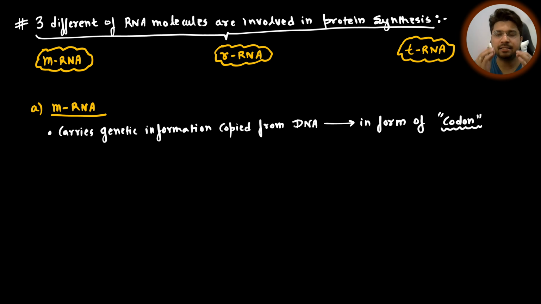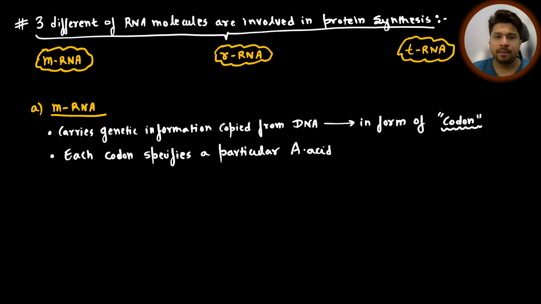mRNA carries the genetic information copied from DNA in the form of codons, right? Everybody knows that mRNA will be formed from the DNA. In DNA, you have chains, antisense strands, and accordingly, transcription happens, and mRNA is formed. So mRNA will always be carrying ribonucleotides on itself, and a set of three ribonucleotides is considered to be a codon. Each codon will specify a particular amino acid, right? That will be the next point, as I said, that every codon specifies a particular amino acid, right?